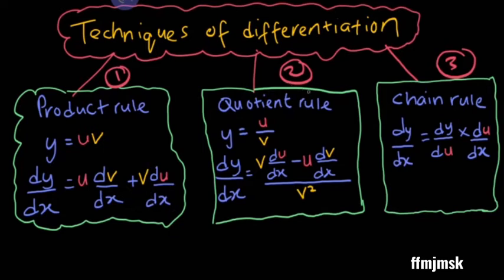The second technique is called quotient rule. The formula is given by y equal to u over v. So dy over dx is equal to v du over dx minus u dv over dx, divided by v squared. The third technique is called chain rule. So the formula is given by dy over dx equal to dy over du multiplied with du over dx.